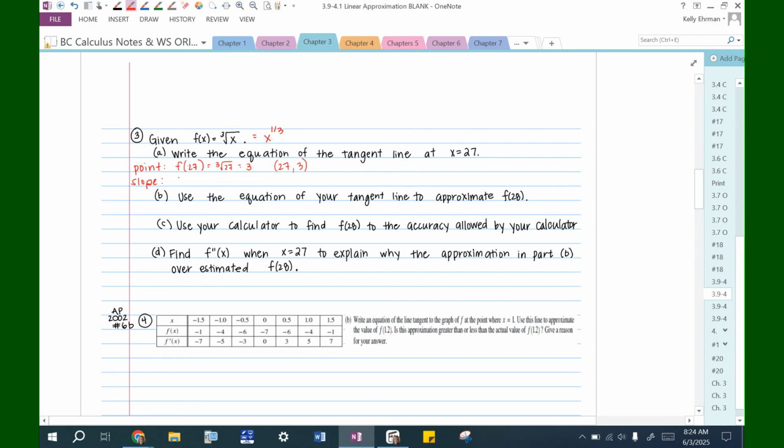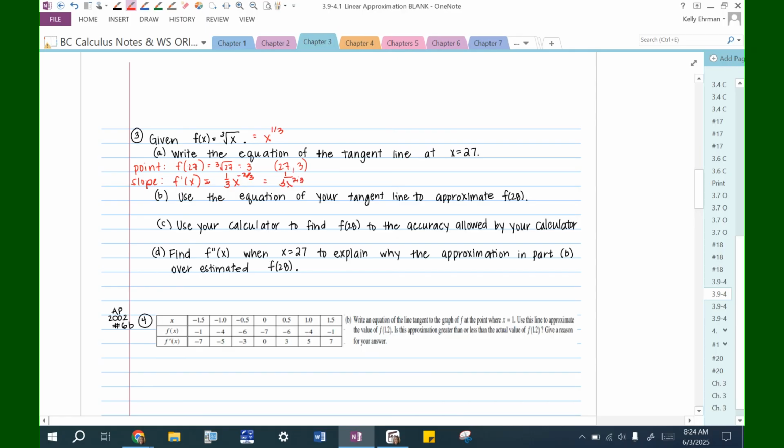For the slope, I need to find the equation for f prime of x. This is where it was helpful to write this as x to the 1/3. So using my power rule, I get 1/3 x to the 1/3 minus 1, which is negative 2/3. And so this is 1 over 3x to the 2/3.